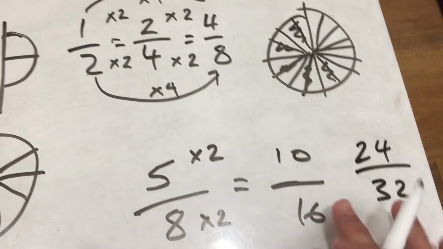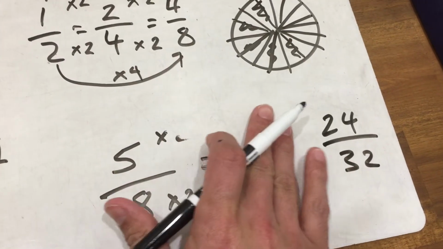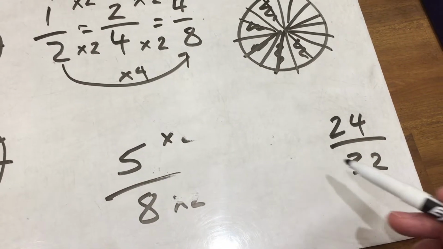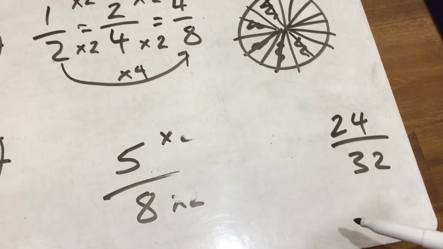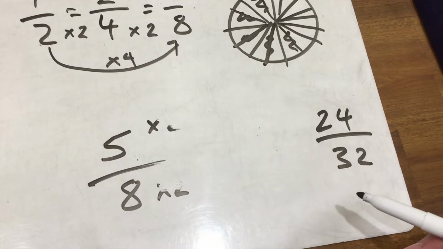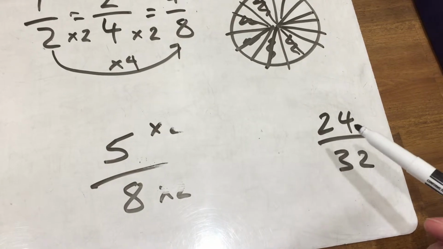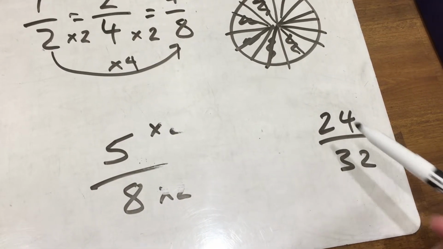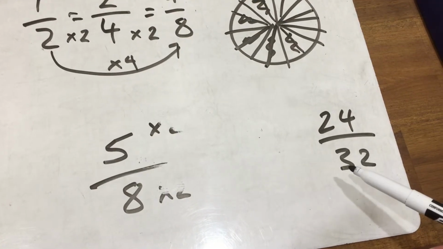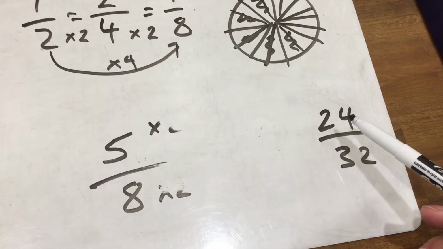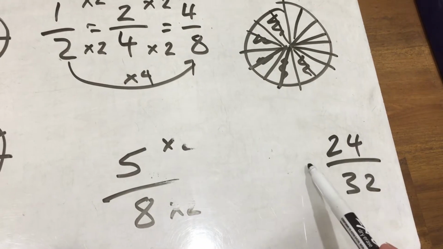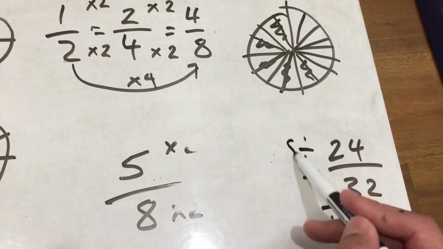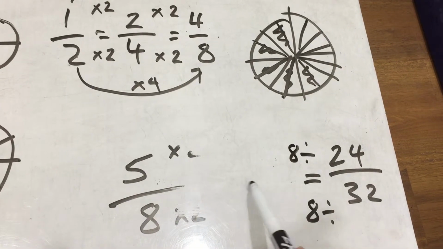If I had a bigger one, so let's say I had 24/32, what can both of those be divided by? I could divide them by 2, but that's not going to get me smaller numbers. Knowing my basic facts, I know that 8 can go into both of those. 8 times 4 equals 32 and 8 times 3 equals 24, so I could divide both of those by 8.